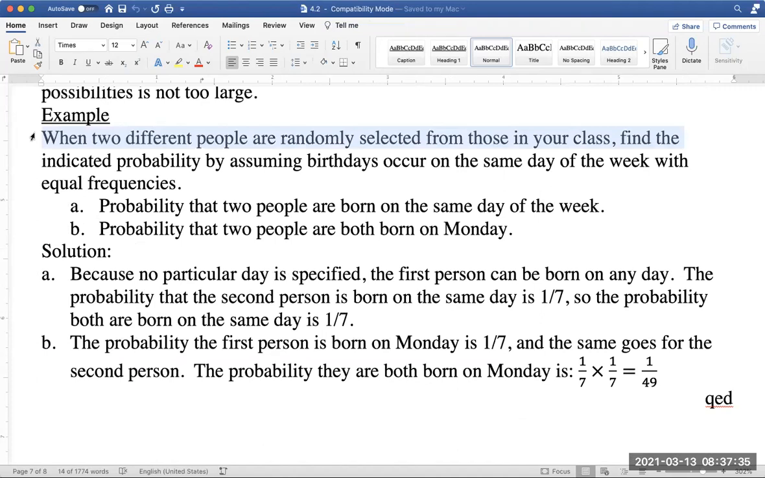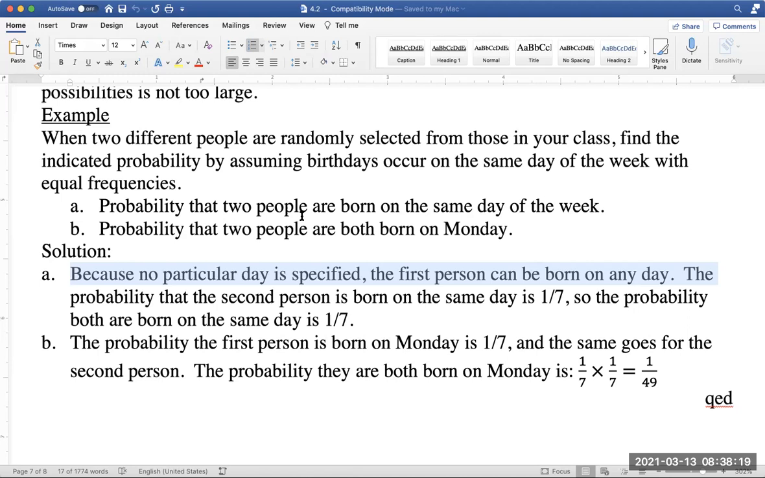When 2 different people are randomly selected from those in your class, find the indicated probability by assuming birthdays occur on the same day of the week with equal frequencies. Probability that 2 people are born on the same day of the week. Probability that 2 people are born on Monday. So first, what's the probability that someone was born on a day of the week? Well, 1. So you were born sometime. So 1. What's the probability that the second person was born on that same day?